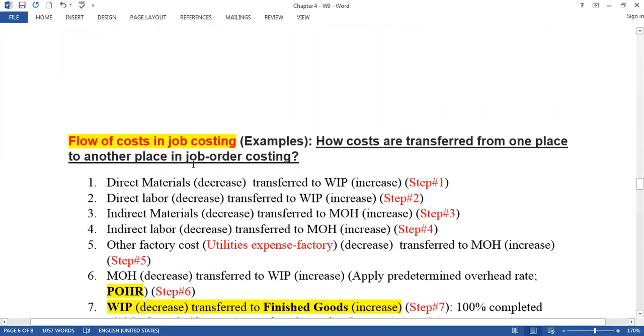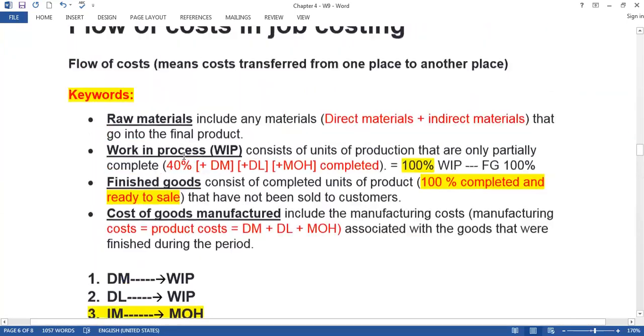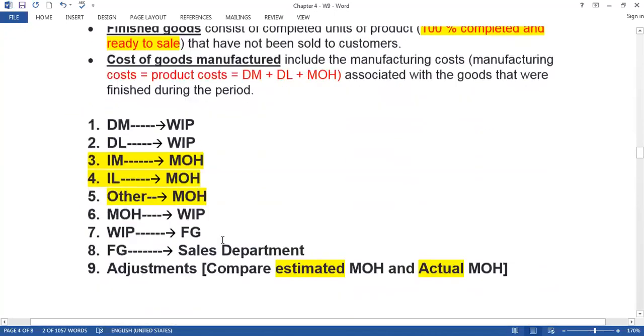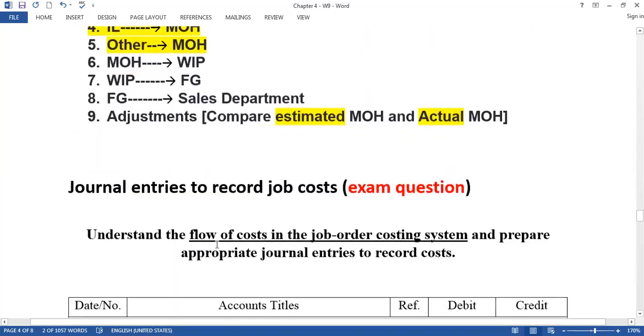So can you remember this one, the raw materials? Raw materials include direct materials and indirect materials, right? Now, if you want to produce tables, computers, or other products, you need to buy raw materials, right? First, you buy raw material. After buying the raw material, then you use this raw material in the production. Clear? This is the first journal here.